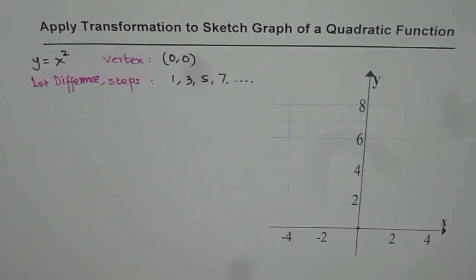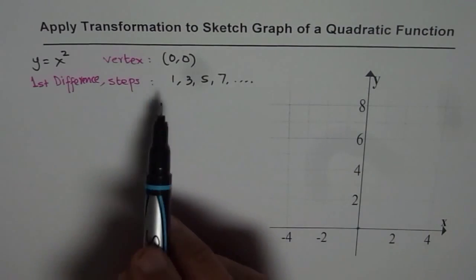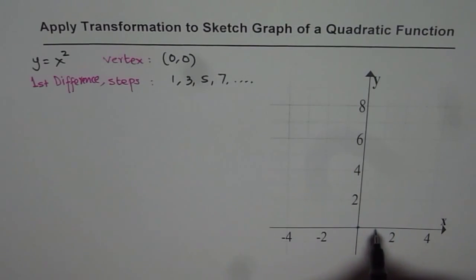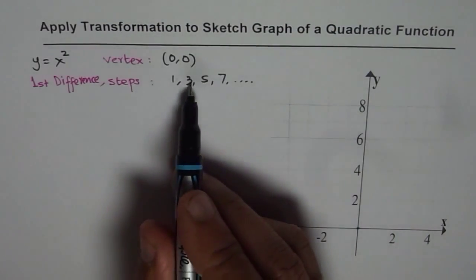Right? So you know, the first difference is not constant, it is a linear function for a quadratic function, and the second difference is constant. So the first difference gives you the steps. Let's follow the steps. Steps means as you move one unit to the right, you go 1 up, and the next unit 3 up.